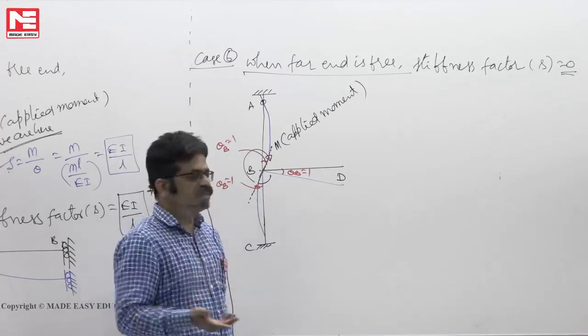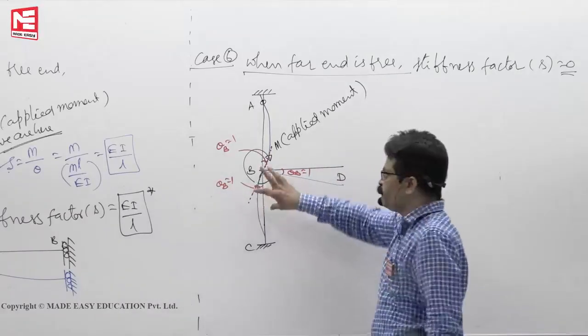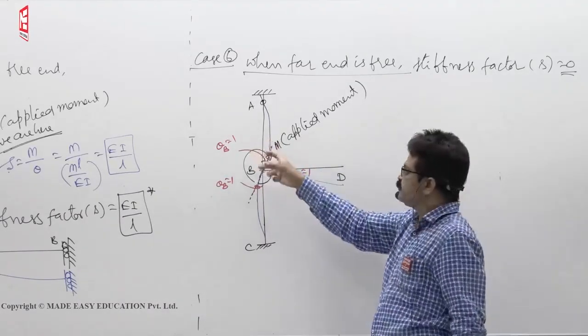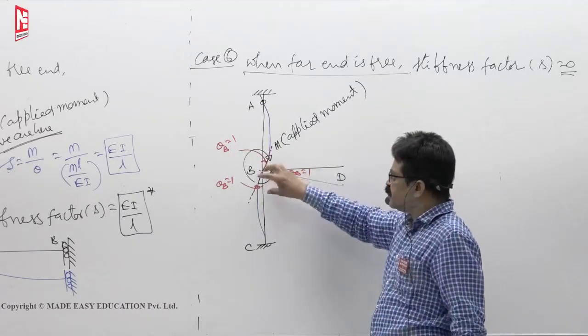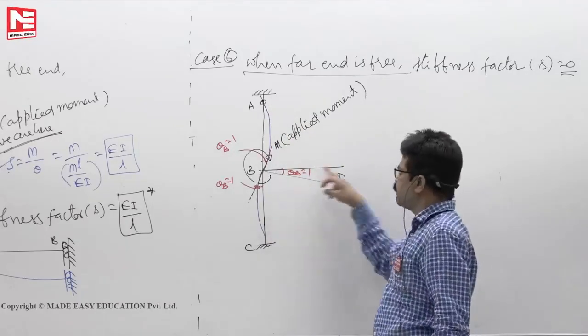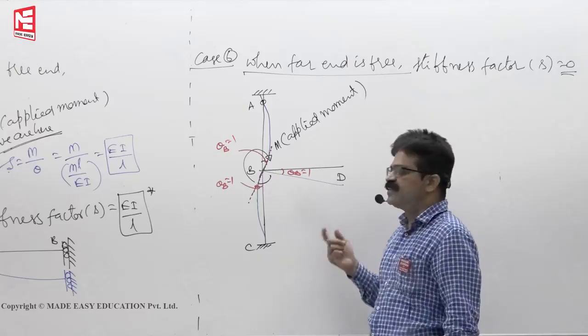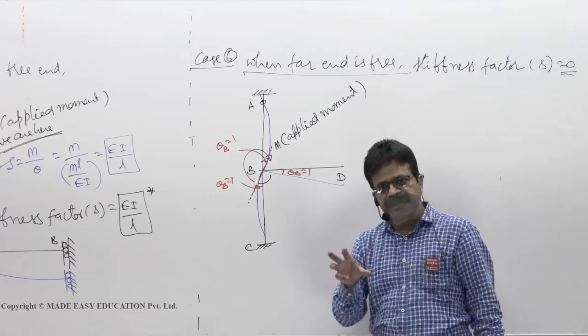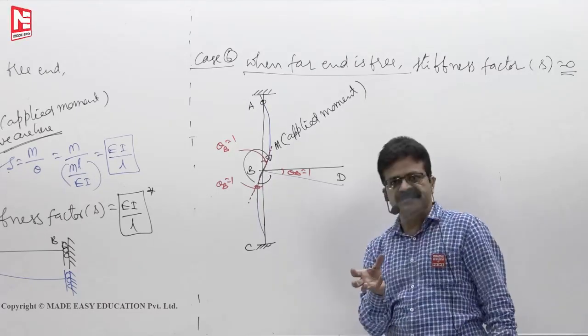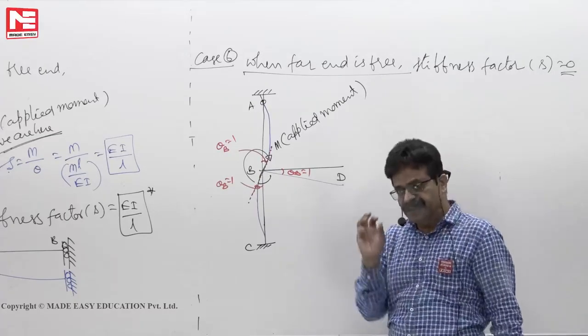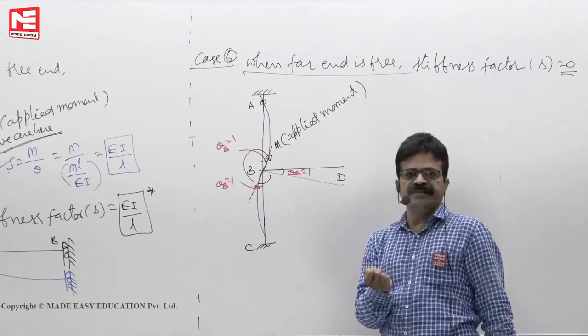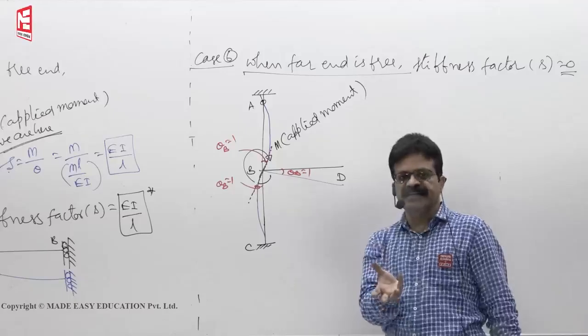Now, why it is 0 is because of this reason. You applied a moment M. Because of this M, these two members bend, but this one will not bend, but it will rotate. What is the difference between that? Bending means it deforms after bending. Without deformation, if it turns, we don't call it bending, it rotates.